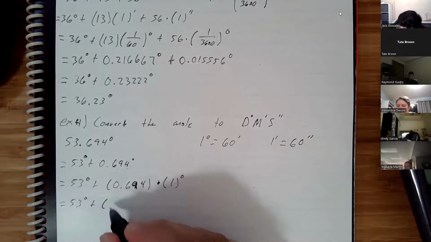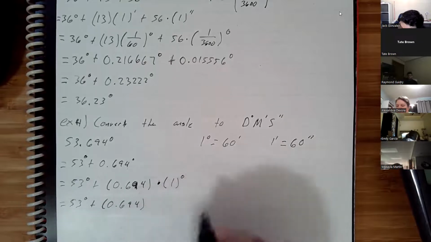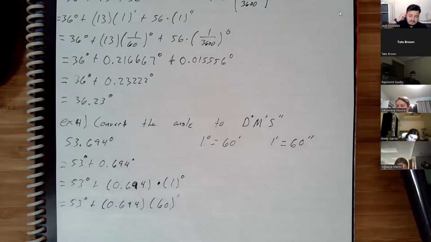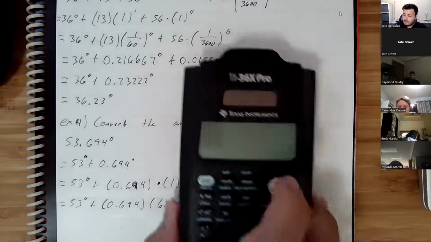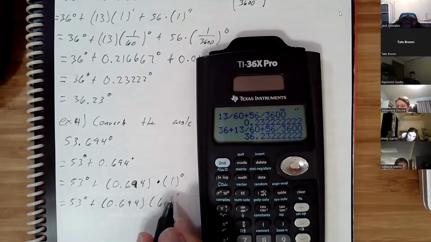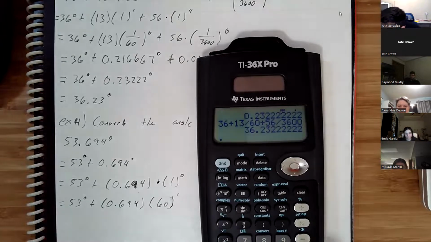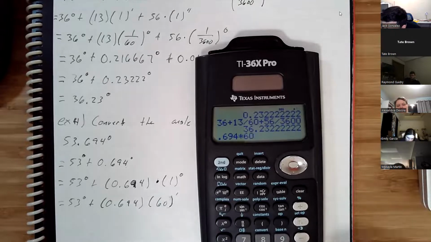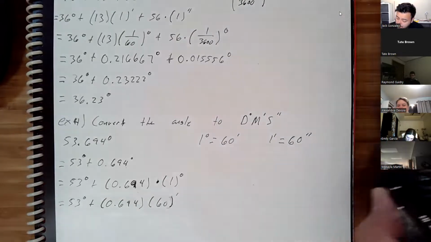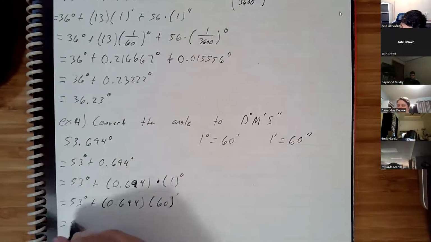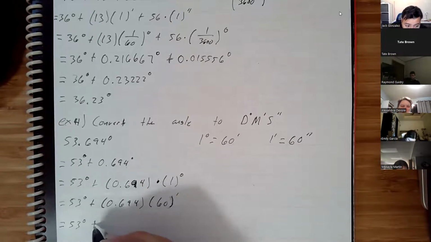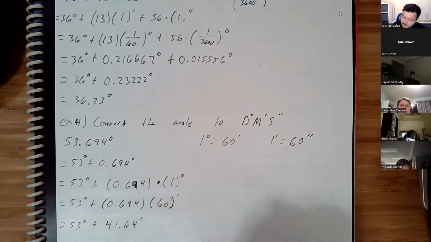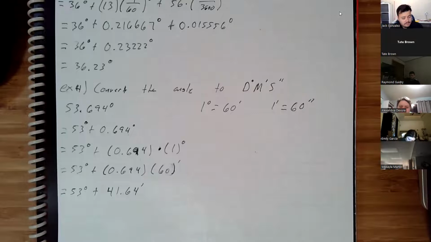So this will become 0.694 times 60 minutes. So multiply it. 0.694 times 60 is 41.64. So on the next step, what you're going to do is add the 41.64 minutes. Okay. So far, you guys still with me, right?